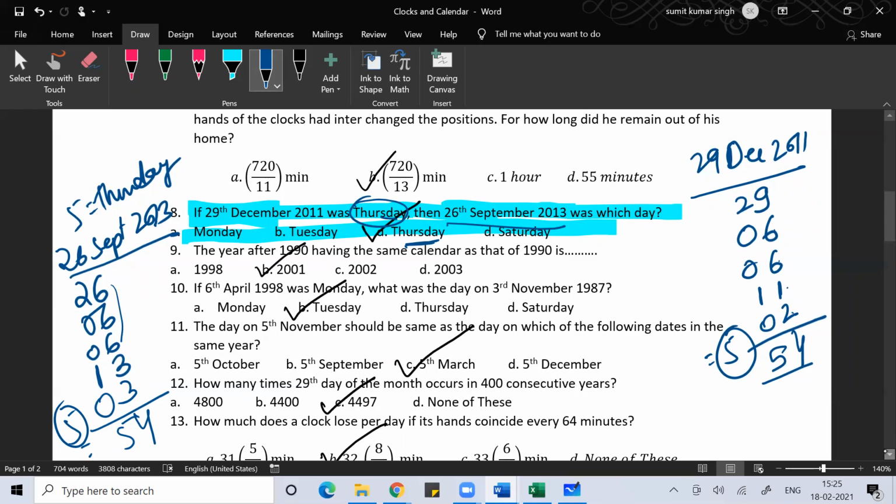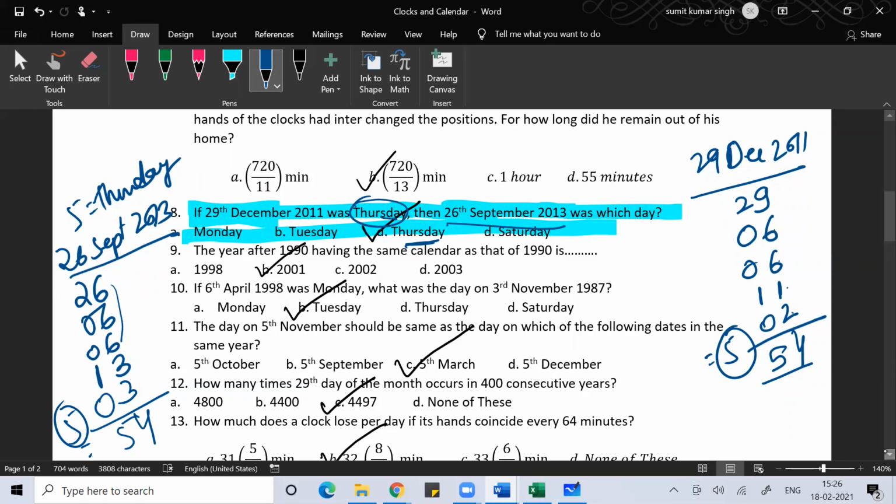I hope you are getting the logic. Anyone have any doubt? Anyone have any doubt?